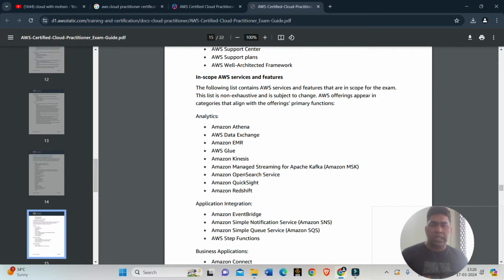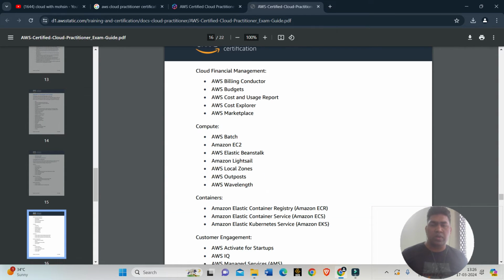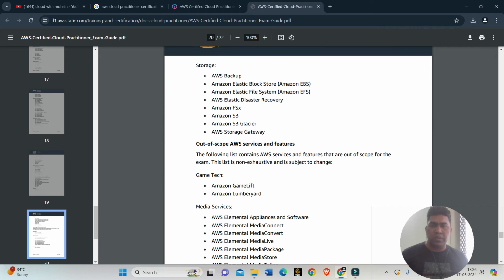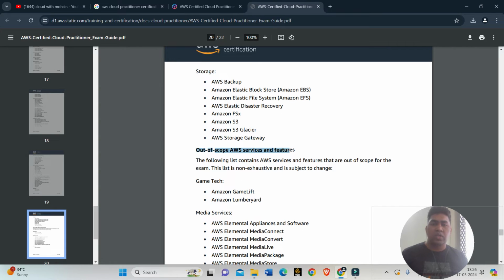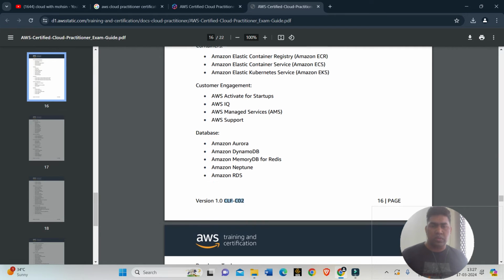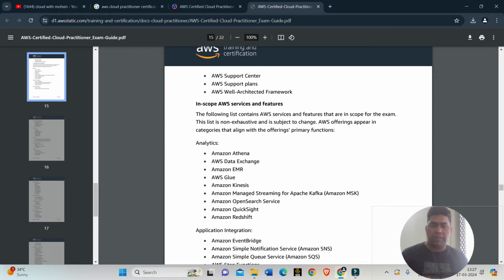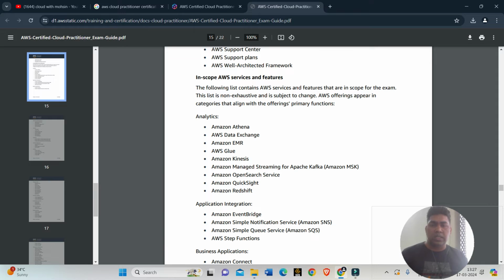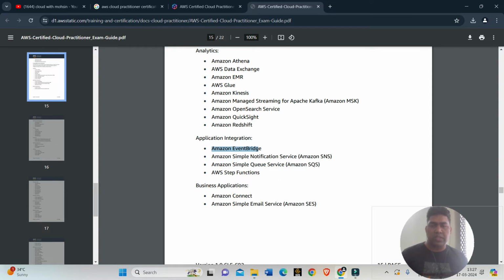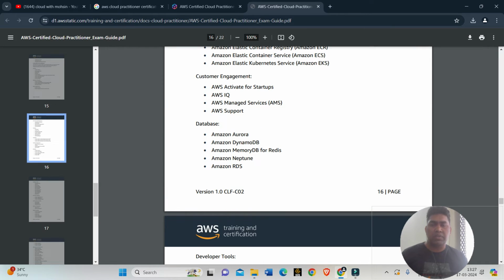An important thing is the in-scope AWS services and features. These services listed here are in scope, or will be considered in this exam. Along with that, we also have something that is out of scope. You can see the out-of-scope AWS services too. In scope means these are the services you can expect with respect to CLF-C02 Cloud Practitioner. Just to name a few, in analytics we have Amazon Athena, Data Exchange, Glue, etc. In integration, we have Amazon EventBridge, Simple Notification Service (SNS), Simple Queue Service (SQS), Step Functions, etc. These are in scope, so we will have some questions around these services, or including one or more of them.